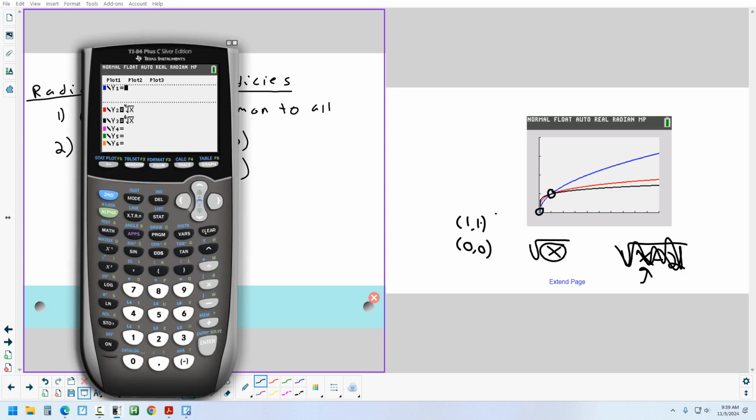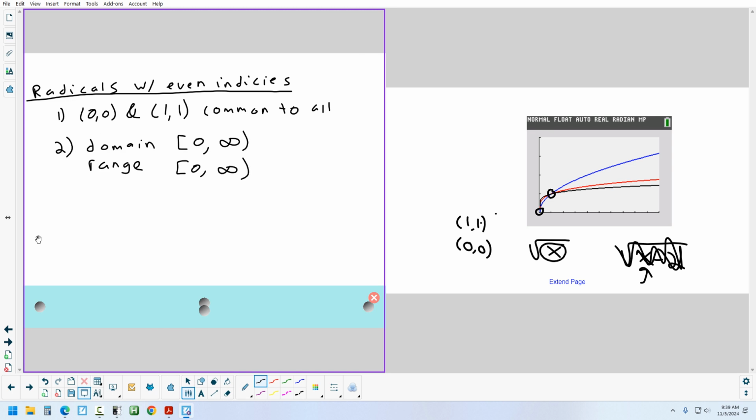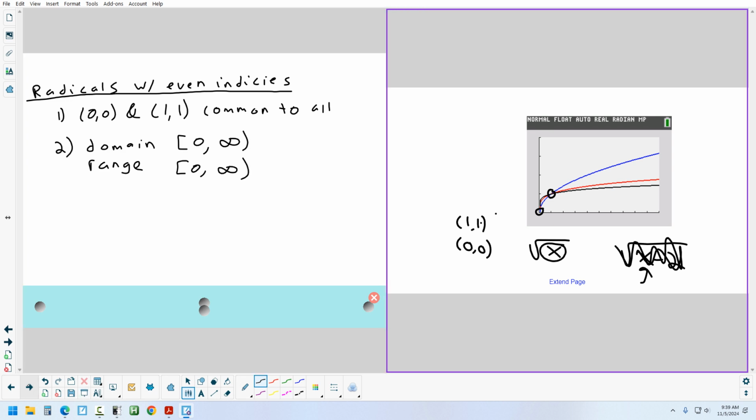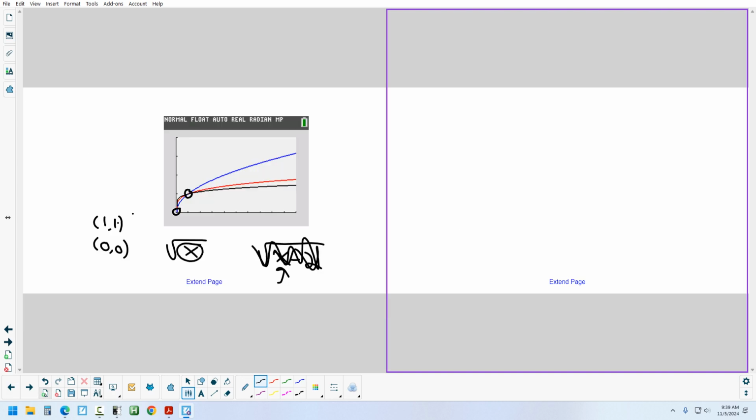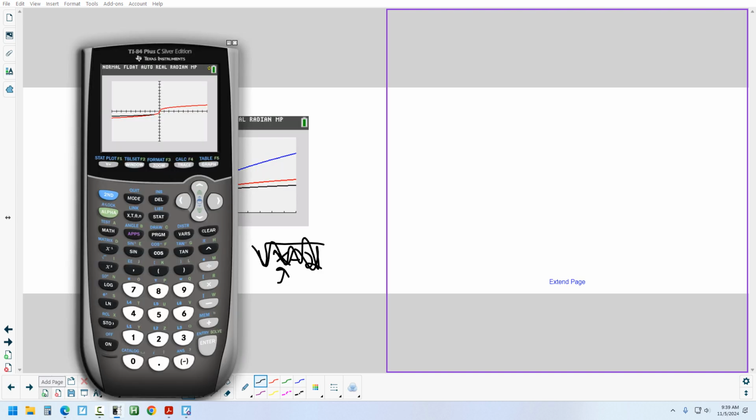I'm just going to clear out that one, and I'm going to change my index to a 3, and I'm going to change my index to a 5. So I'm going to do a cube root and a fifth root. And I'm going to do zoom 6. Odd roots have a different look to them. Okay, so let's look at some odd roots. Probably help if I zoom in a little bit.